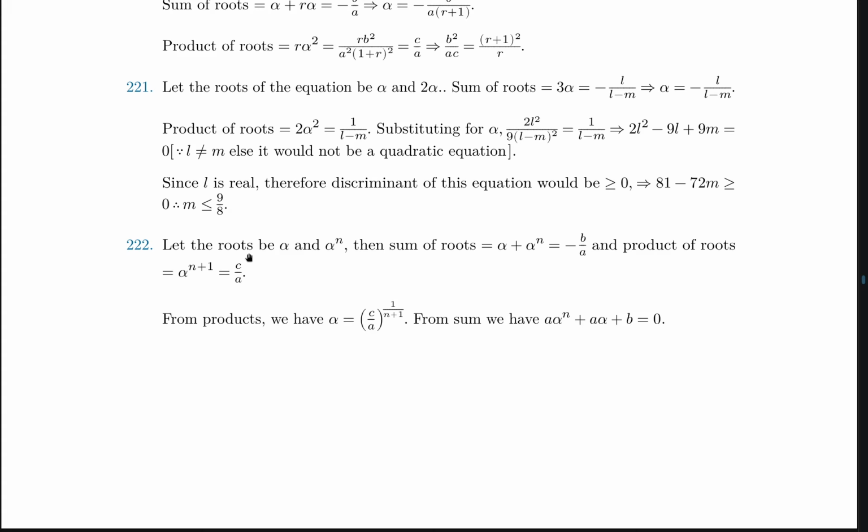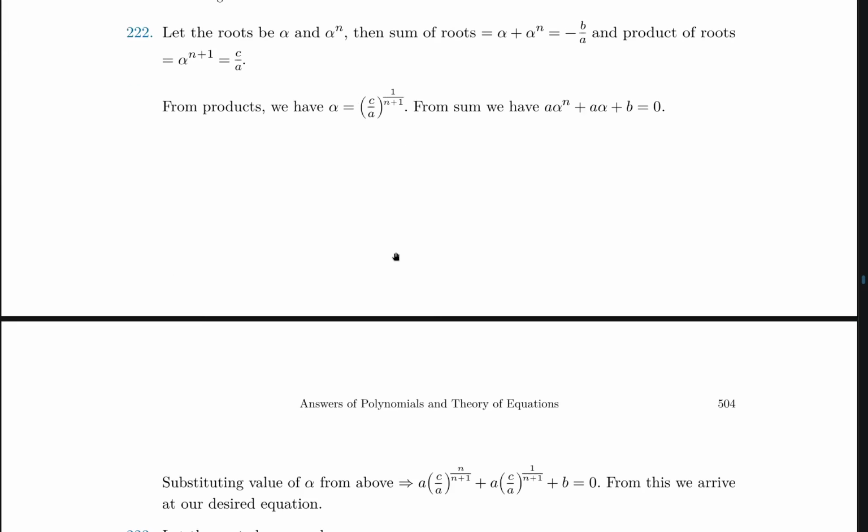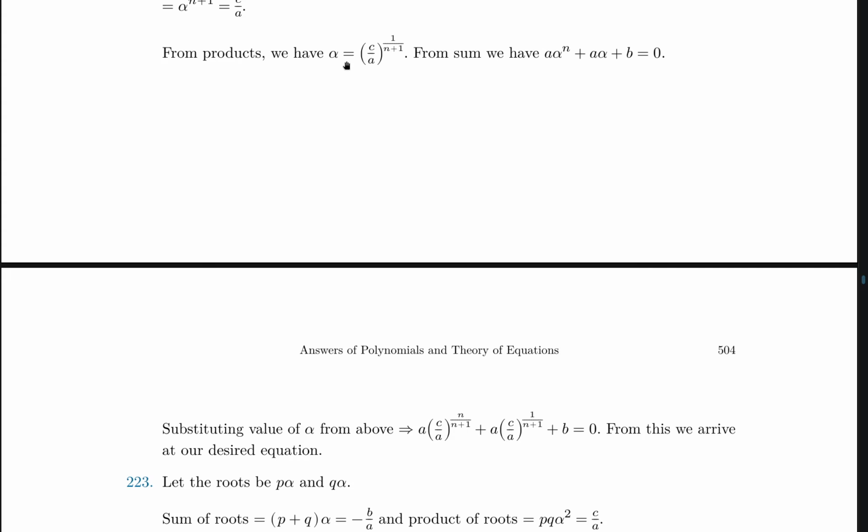So we have the roots here, alpha and alpha to the power n, and sum would be minus b by a, and product would be alpha to the power n plus 1 equal to c by a. So from the product of roots, we can say that alpha is equal to (c by a) to the power 1 by (n plus 1). And from the sum, we have a alpha to the power n plus a alpha plus b is equal to 0. Now, once we have this equation, we can put the value of this alpha in the equation and we get our desired equation. All right.